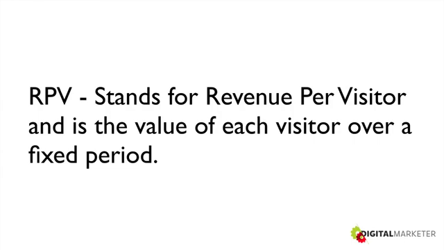All right, so RPV, this is another deep metric, and this stands for revenue per visitor and is the value of each visitor over a fixed period of time. So unlike average order value, which is looking at the value of the order, this is looking at the average revenue per visitor to your site, okay? So this will likely be smaller than your average order value because it's looking at the visitor level, and as we all know, not every visitor converts. So that's what revenue per visitor is, and it's another great metric for e-commerce sites.